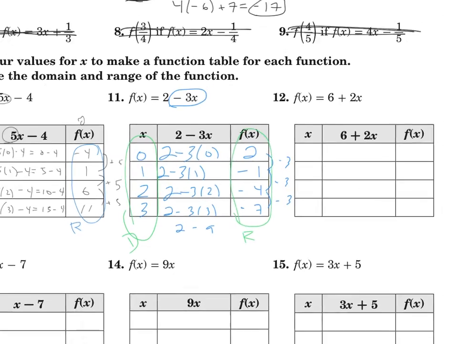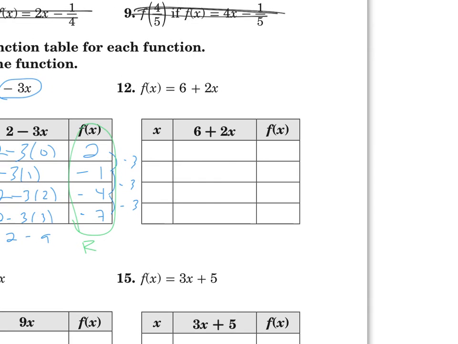Okay, number 12. Again, I'm going to pick simple numbers. I'm going to pick 0, 1, 2, and 3. And I'm going to do 6 plus 2 times 0, and 6 plus 0 is 6. 6 plus 2 times 1 is 6 plus 2, which is 8. 6 plus 2 times 2 is 10. And 6 plus 2 times 3 is 12.